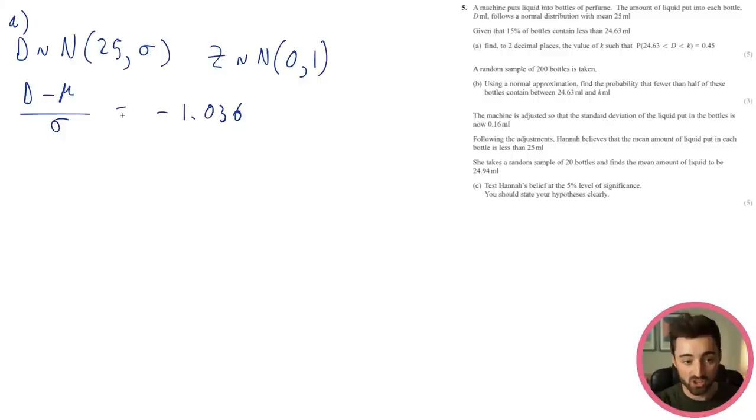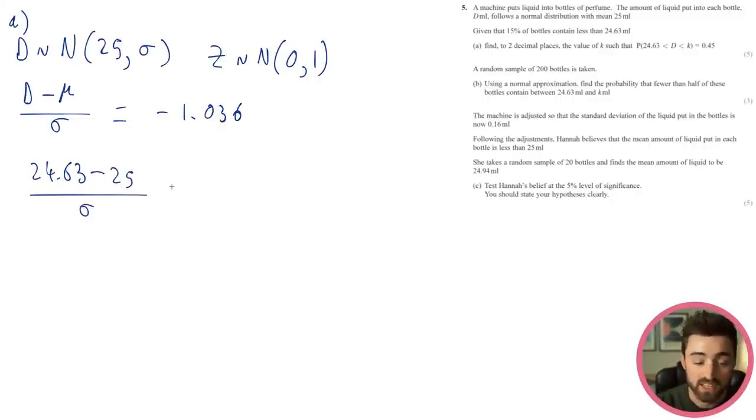So what I can now do is say, okay, well, that would mean that the corresponding D value is just going to be got from solving this equation, right? So the corresponding D value, well, we're told what it is, 24.63. So 24.63 minus mu, which we do know, 25, over sigma, which is my unknown, is going to equal minus 1.036. So we can see how we've now used this information and this Z distribution to get an equation.